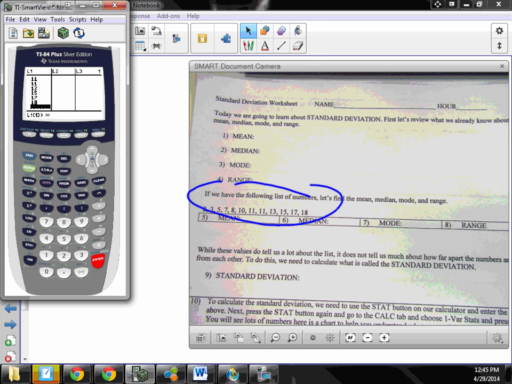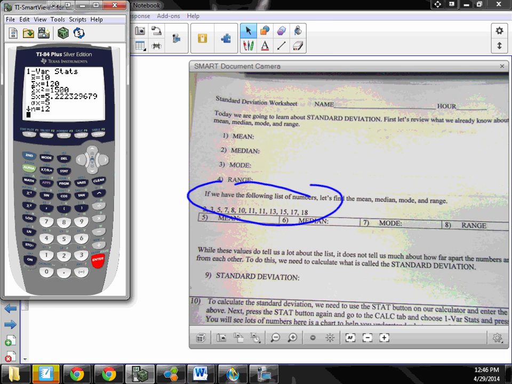Now, push stat again when you're done. And then go over to calc. And we've done this before. Remember when we did linear regression and quadratic regression, all that? So over in calc, we want to do one variable stats. So hit one variable stat and hit enter. And you get a bunch of symbols that you don't know what they mean. Okay.